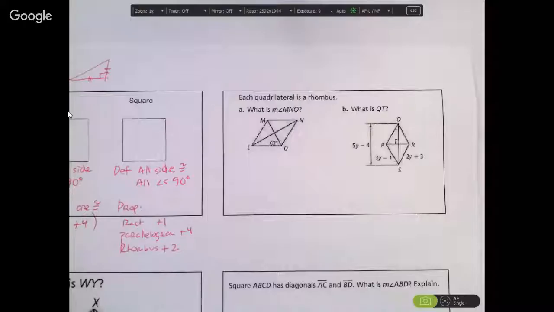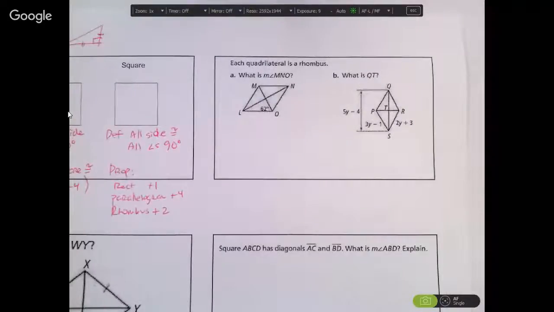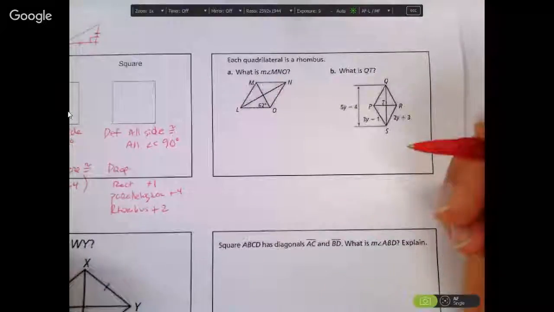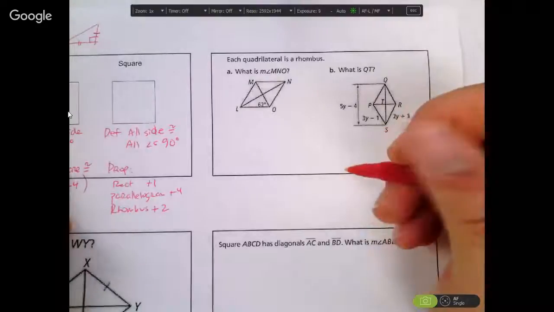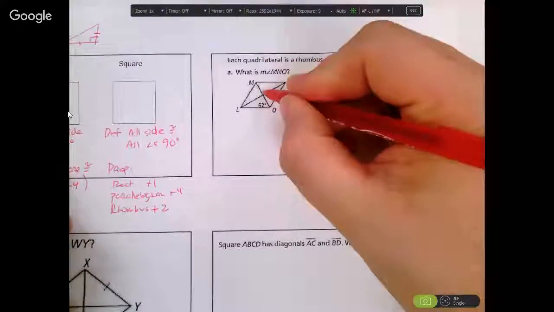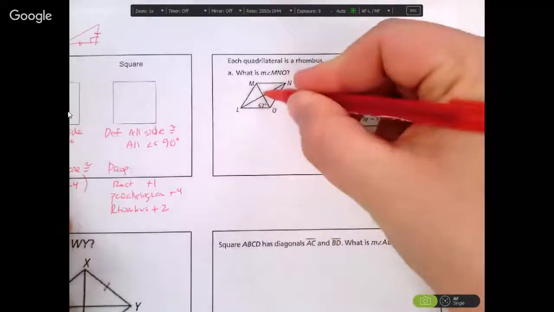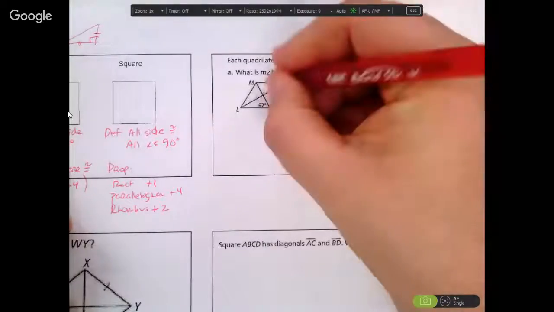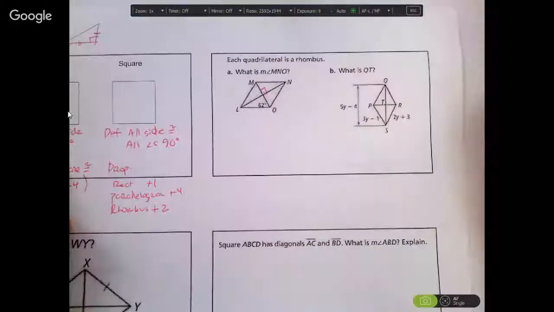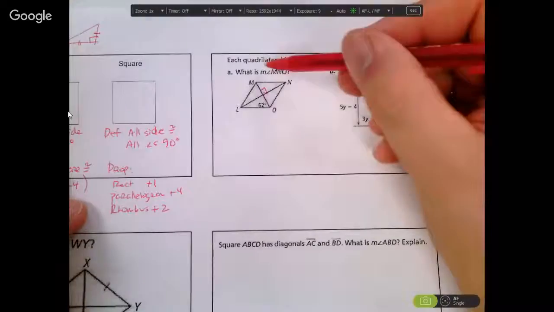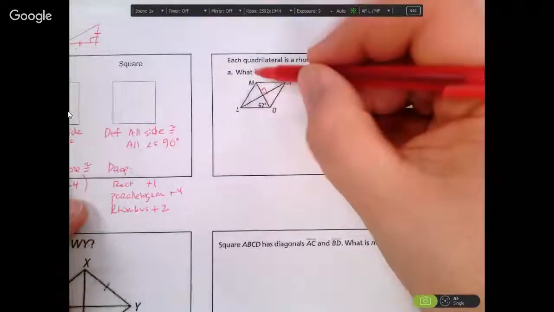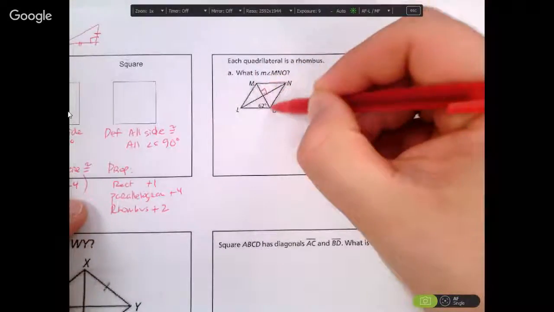All right, so let's look at this first problem here. We're told that we have a rhombus. And because it's a rhombus, we know that this angle right here is what? 90. I could put that on there and say that that's 90. We're looking for the measure of MNO. So we want to know what this large angle is.